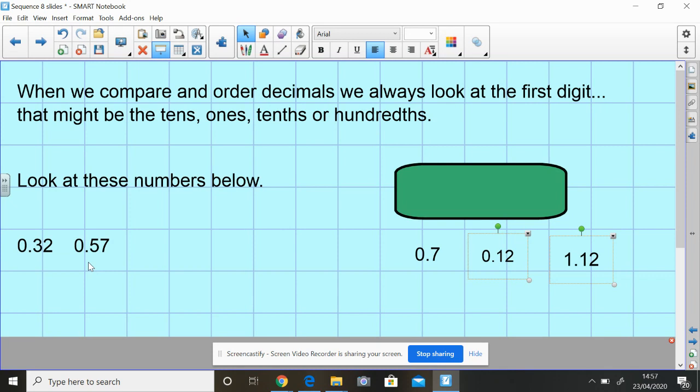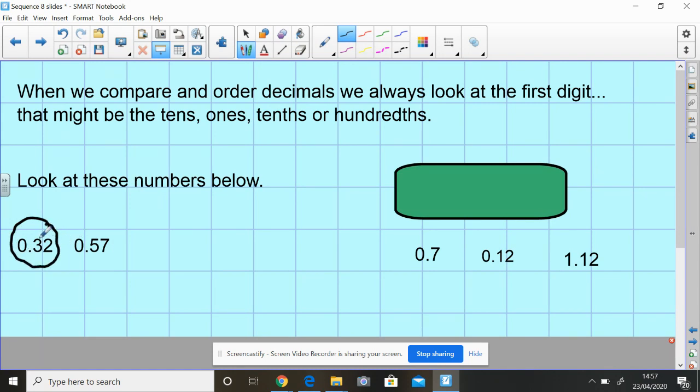Which number is smaller? So look at the tenths column. We have a 3 and a 5. Think which of these numbers is smaller, and that will tell you your answer. And the smallest decimal is 0.32, because the 3 is smaller than the 5. If the number in the tenths was the same, we would go on to the number in the hundredths, but that didn't matter for this one.